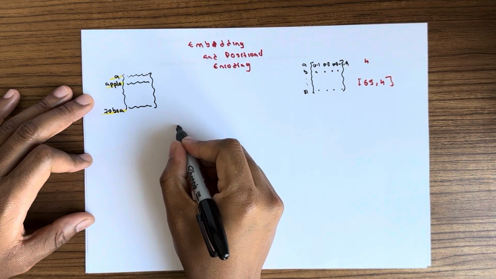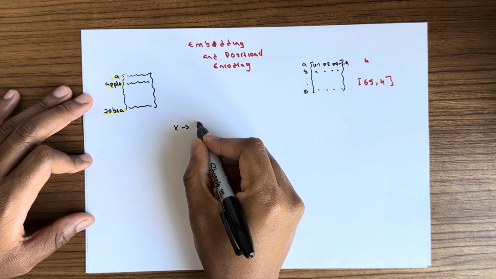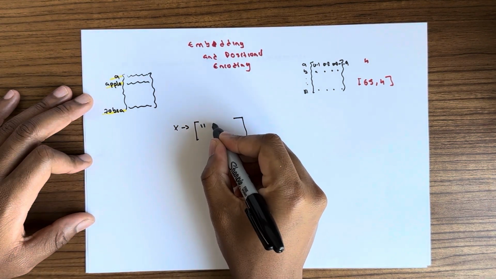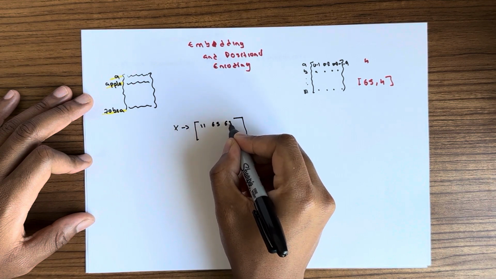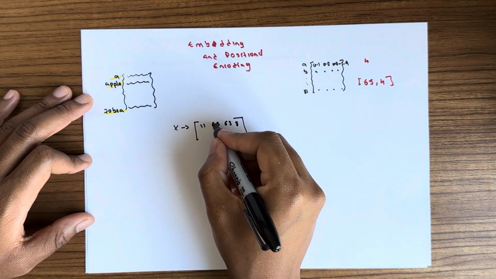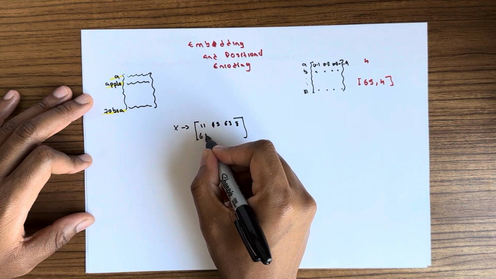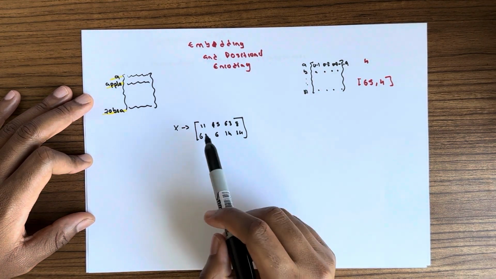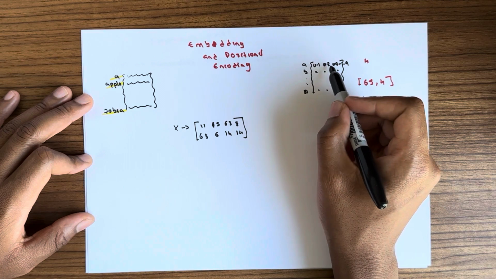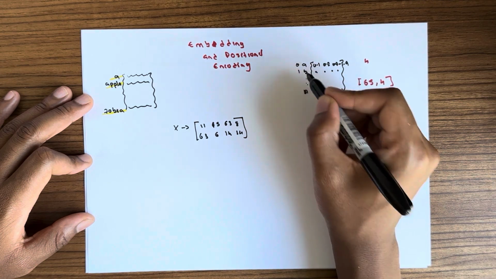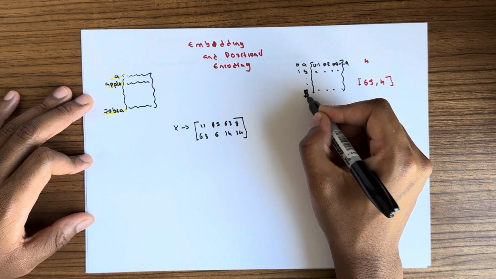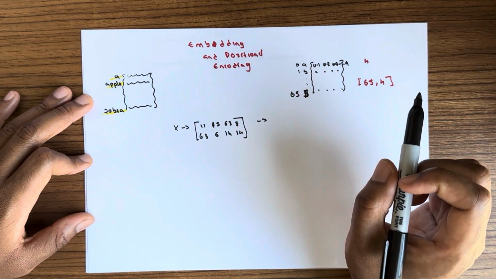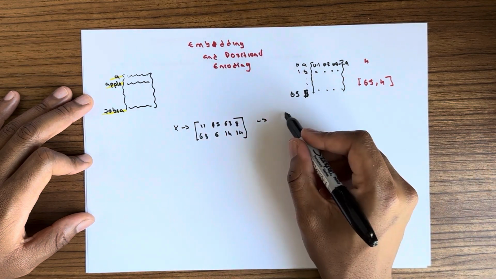Now, in the previous video, we saw what X was. X was something like this: 11, 15, 63, 6, 14, 14. Sorry, the first one is 15, not 11. So of course, the index of A in this dictionary is 0, B is 1, all the way to this $ sign, 65. So we're going to be using this embedding dictionary to convert our data.